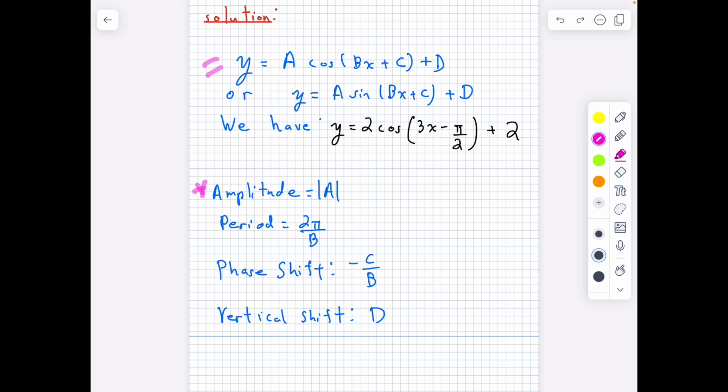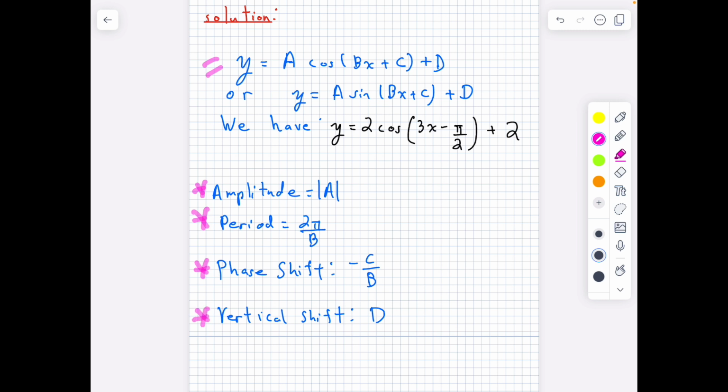Your period basically is how long it takes the graph to do one full cycle. That would be 2 pi over b, and that is kind of like the horizontal stretch or shrink of a graph. The phase shift is basically the starting point of your graph over the period, quote unquote starting point. It's also your horizontal shift to the left or right. And then finally your vertical shift is pretty much the same as when you're working with transformations, how much you're moving your graph up or down on the y, okay?